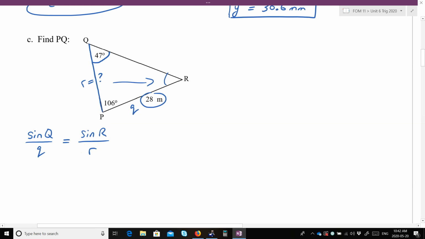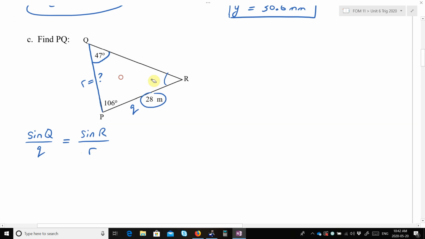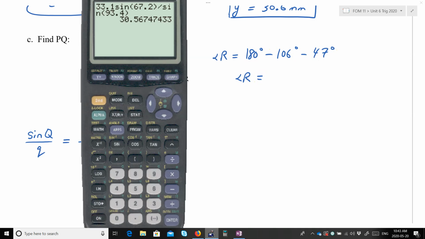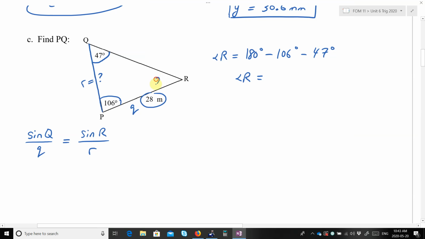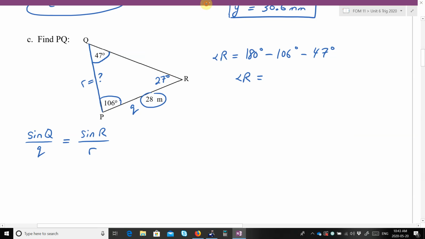And you might look at this and go, hey, the problem is we don't know angle R, but we can figure out angle R because we know two other angles. Angle R is going to equal 180 degrees minus 106 degrees minus 47 degrees, because the angles in a triangle have to add to 180. So if you have two of the angles, you can go 180 minus both of those to get angle R. So 180 minus 47 minus 106, and we get 27 degrees for angle R, and now we are in business.